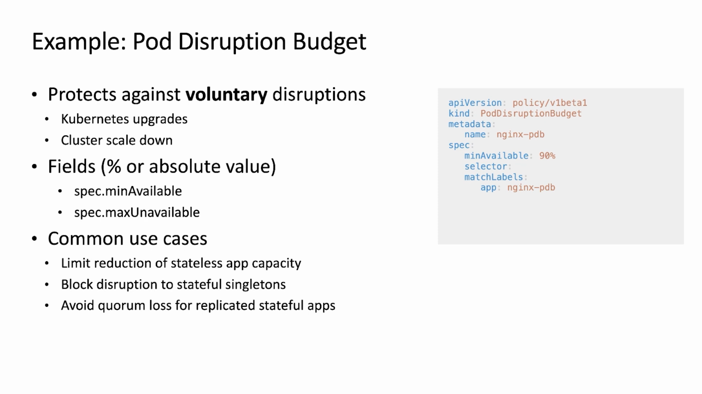Then if you have a replicated stateful application, you can use this as a way to declare what the quorum requirements might be so that you ensure that even as pods are getting moved between different nodes, you're always maintaining that quorum and can continue to accept writes against that data store. So just a few of the common examples that you might use a pod disruption budget for.